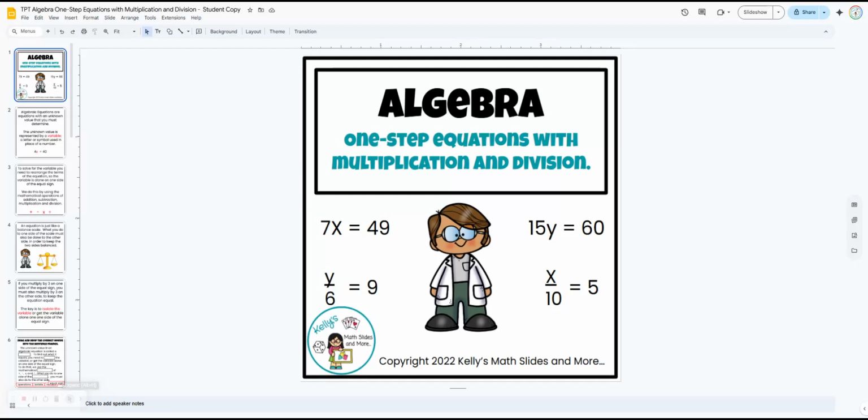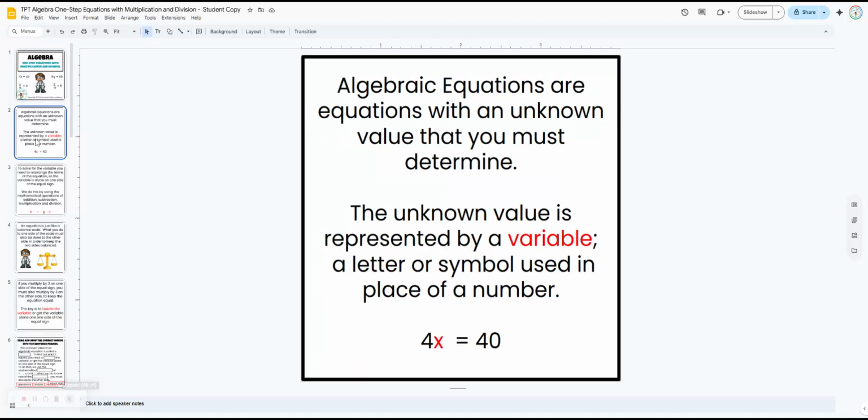One-step equations with multiplication and division. This is a digital lesson, and the lesson starts with explaining what an algebraic equation is and that the unknown value is called a variable.